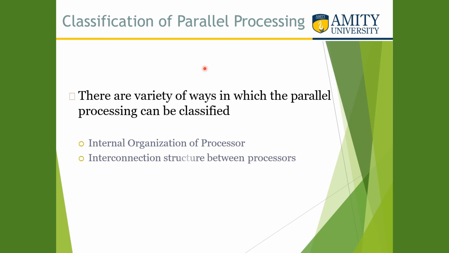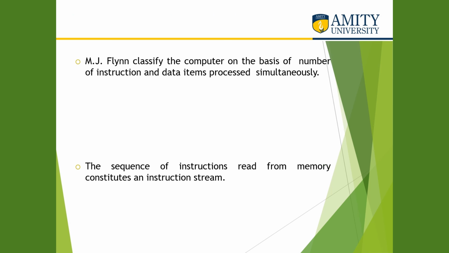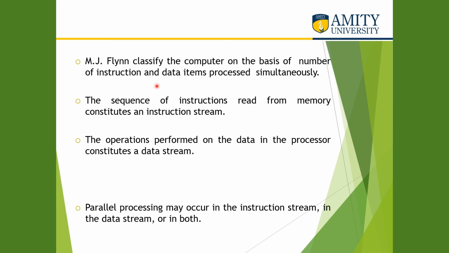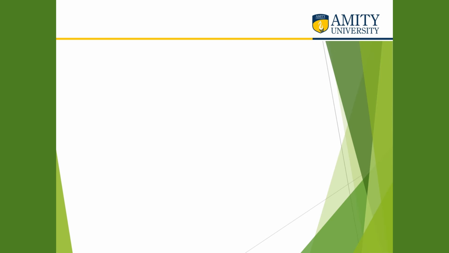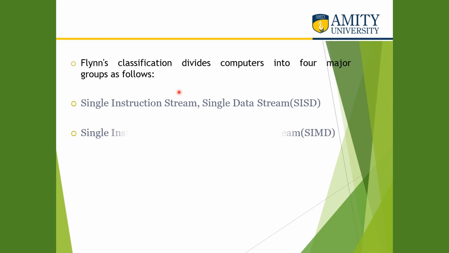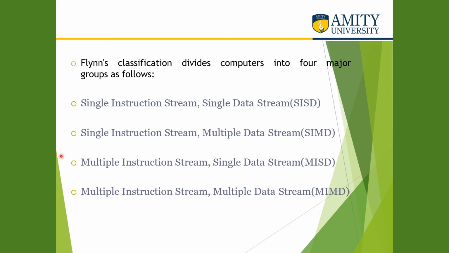Parallel processing can be classified into three types: internal organization of processor, interconnection structure between processors, and flow of information through the system. This is a basic theory by M.J. Flynn on the basis of computer instruction and data. We focus on four different groups of computers. These are computers where we have single instruction stream and single data stream. That means we have one instruction stream and only one data stream, SISD.